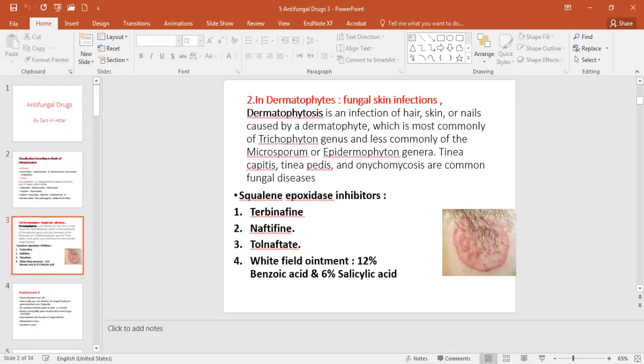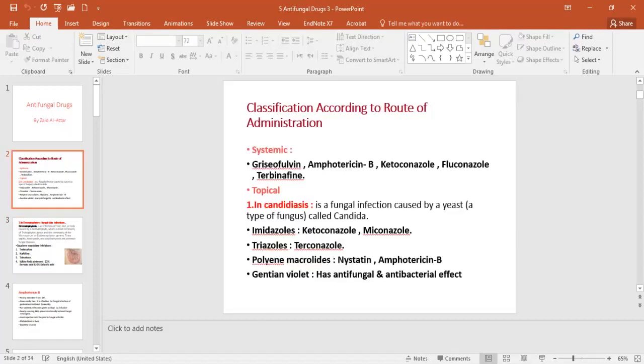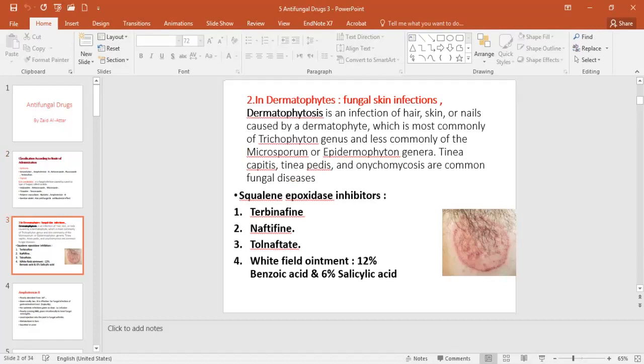Then dermatophytes, هذا الاستعمال الثاني للtopical use of these drugs. And dermatophytes, fungal infection of skin. Dermatophytosis يقصد به infection of hair or skin or nails caused by dermatophyte. Dermatophyte هو most commonly of Trachophyton genus. هذا فد نوع من الفنجاي. And less commonly of the Microsporum or Epidermophyton genera.